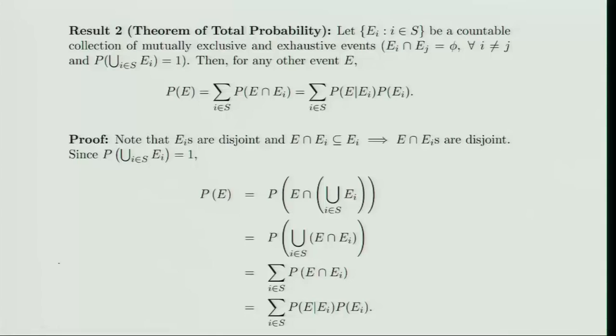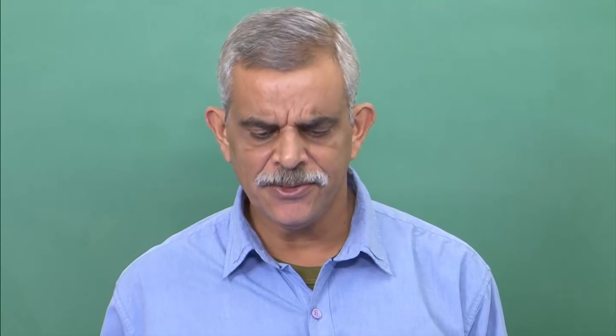So our next result is about one of the very important theorems in probability theory, and it's called the theorem of total probability. I think this is one result which is the most widely used result in probability theory. Very basic result, but very widely used.